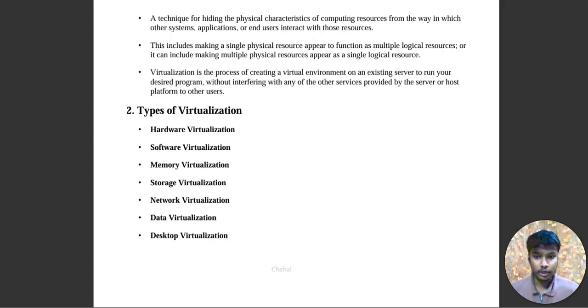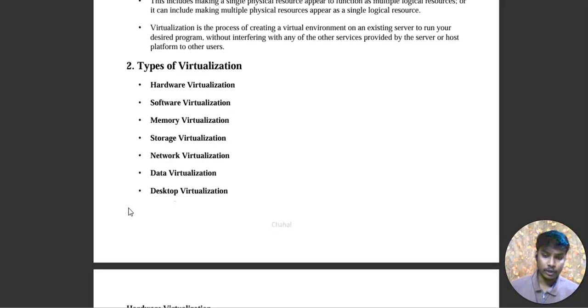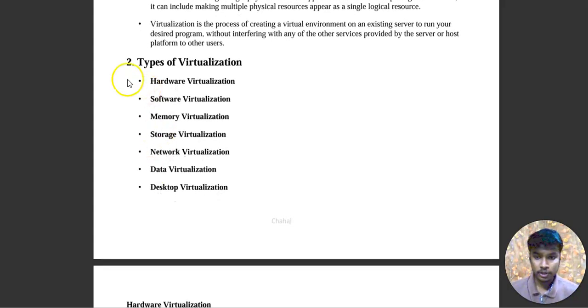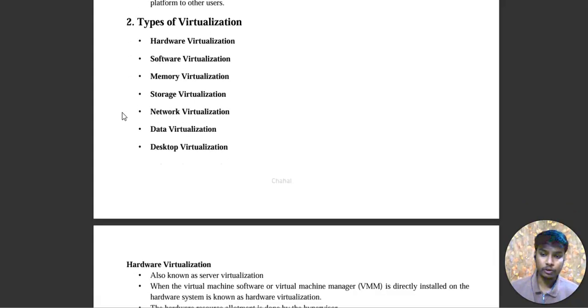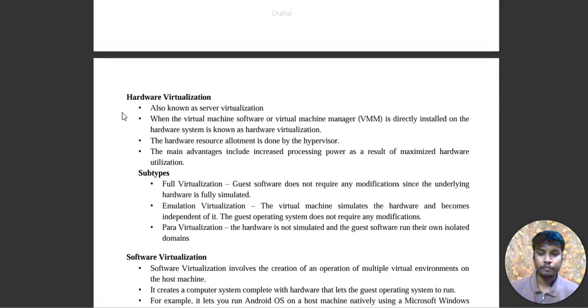Virtualization has seven types: hardware virtualization, software virtualization, memory virtualization, storage virtualization, network virtualization, and data and desktop virtualization. These are the seven types into which virtualization is divided. So now we are going to discuss hardware virtualization.